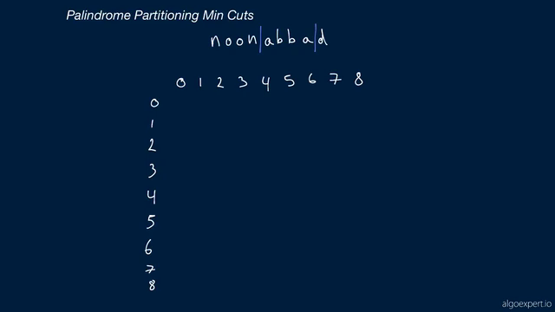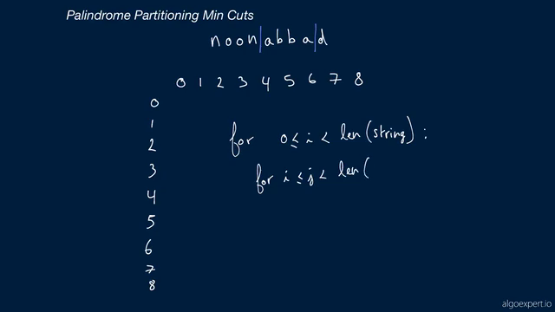So what we can do, and here I guess I'm going to write kind of pseudocode, we're going to say for our index I, right, which is going to be between 0, and it's going to be less than the length of our string. So for every index I in this range, and then for every index j, j is going to be between I and the length of the string.